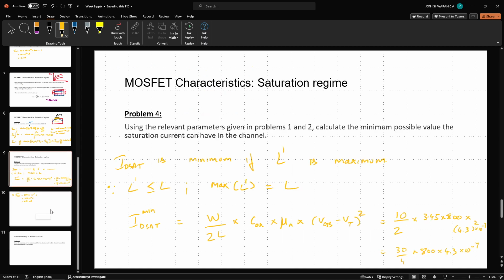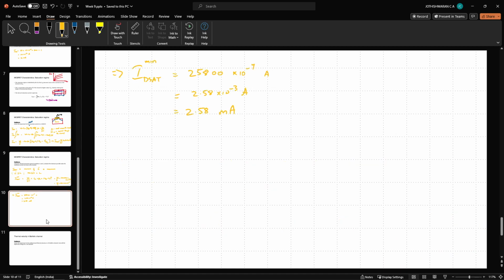Conversely, what one could have done is, let me quickly give problem 4.1. So now, if ID sat is equal to, let me say, 3 milliampere, then find out where the pinch off has occurred.